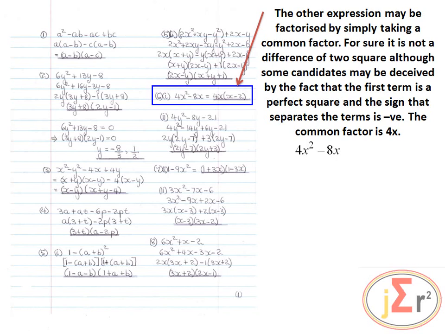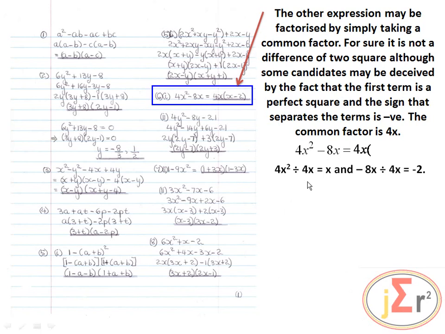But this final term is not a perfect square. Therefore, we do not have a difference of two squares. However, it is very clear that we have a common factor of 4 here and also a common factor of x. So our common factor is 4x. And after taking a common factor, what do we do? We always divide each term by the highest common factor.